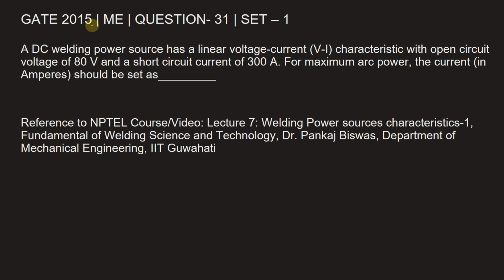This question is from GATE 2015 Mechanical Engineering paper set 1, question number 31. A direct current welding power source has a linear voltage-current, or VI, characteristic with open circuit voltage of 80 volt and a short circuit current of 300 ampere. For maximum arc power, the current in amperes should be set as dash.